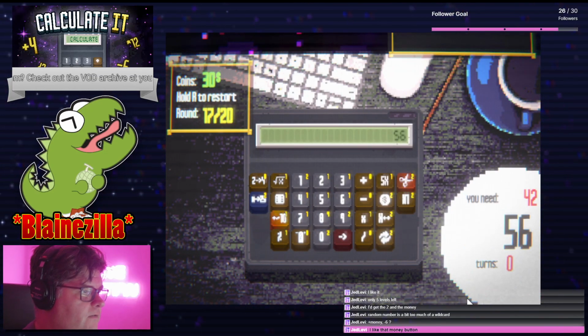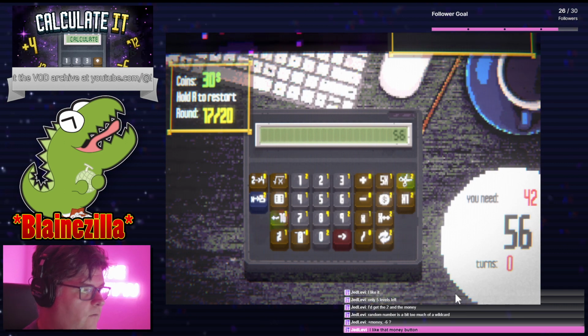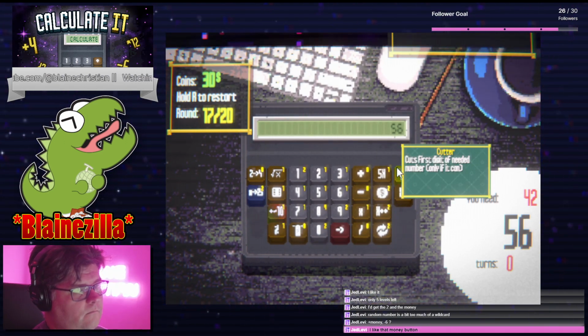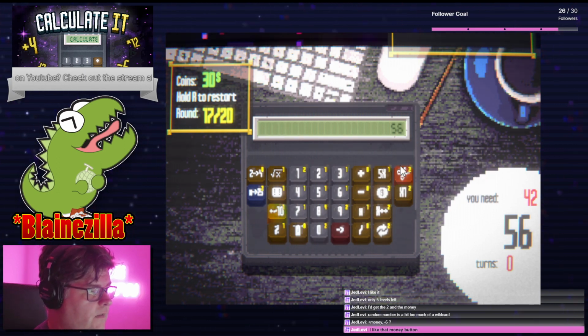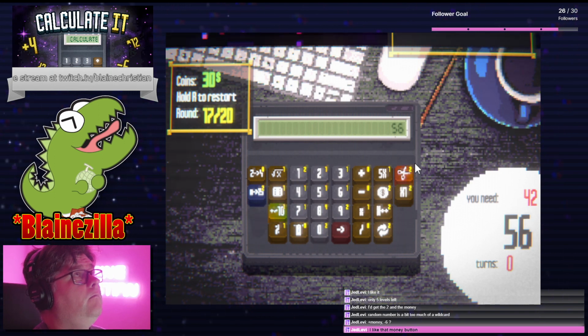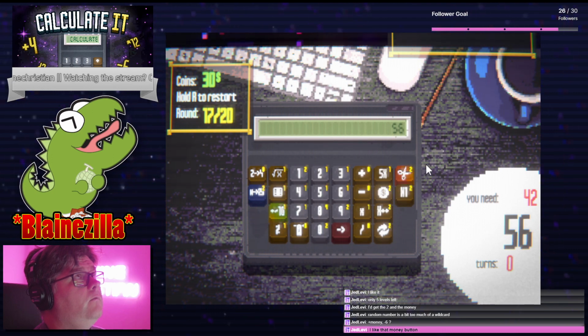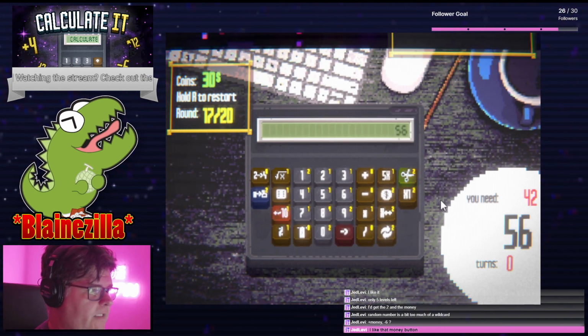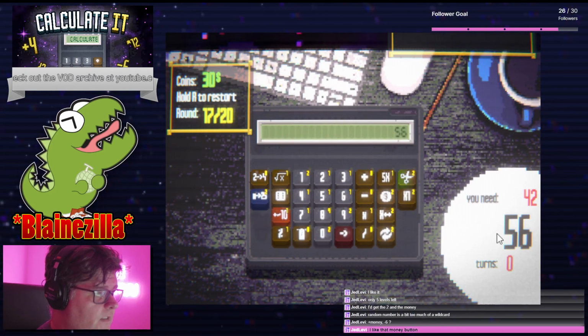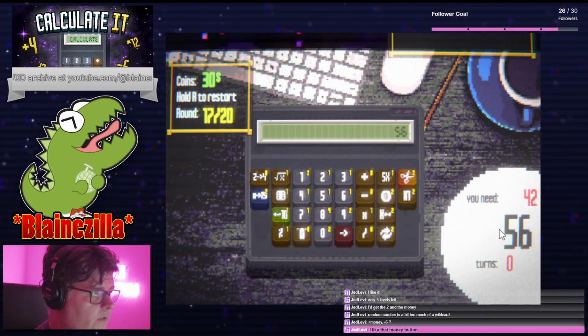56 to 42 with no subtraction allowed. We can get 56 to 2, right? So that would be not easy to get to. We can't modulo to get there because 2 goes into 56, so you can't modulo to get there. It goes in an even amount of times. So what else can we do?